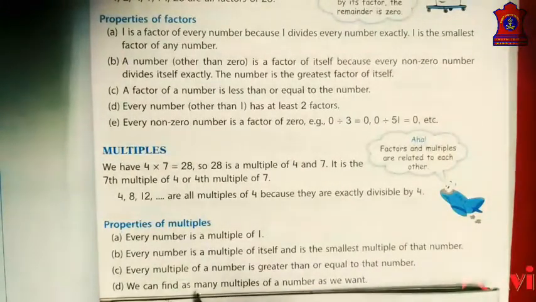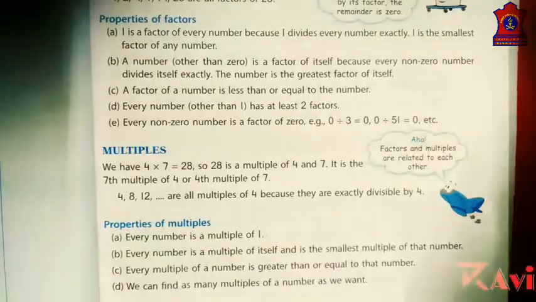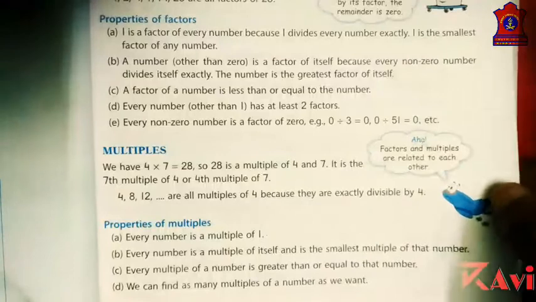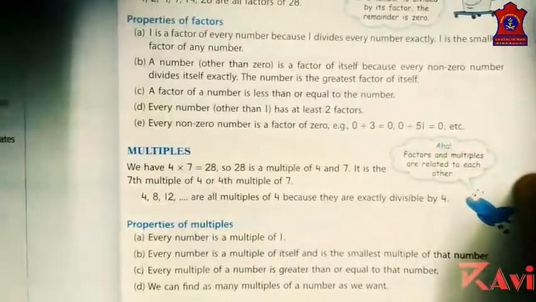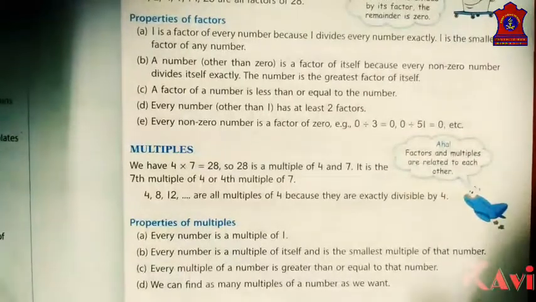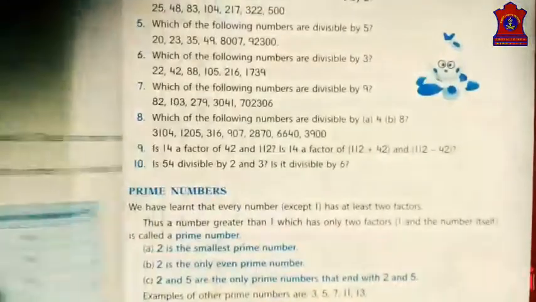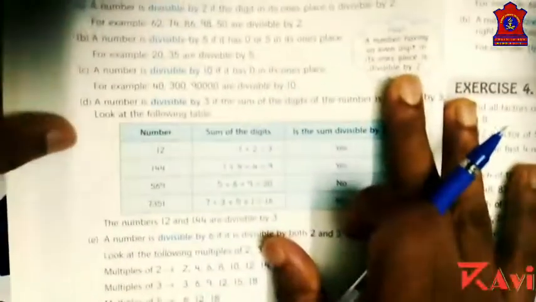Now, next property. We can find as many multiples of a number as we want. So, multiples of a number can be infinite. It means you can find as many multiples of a number. Clear?